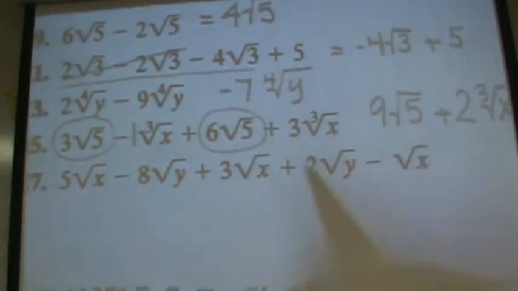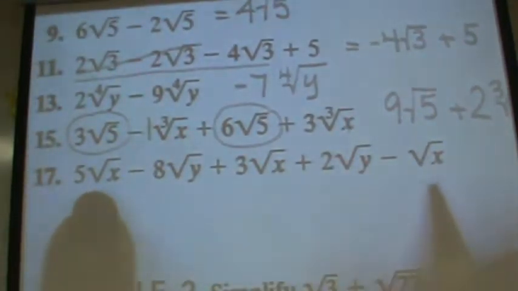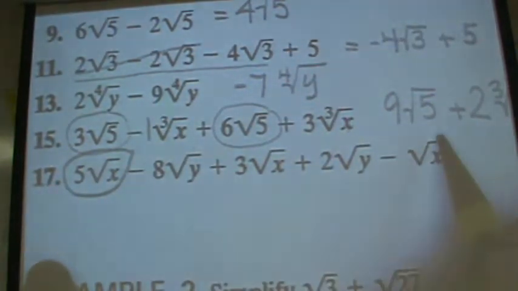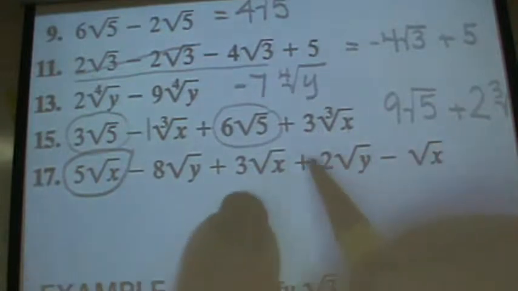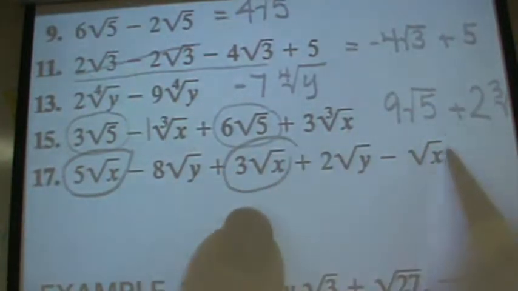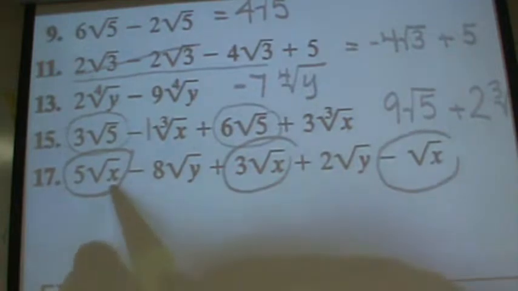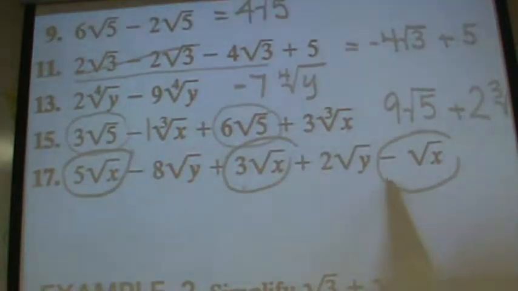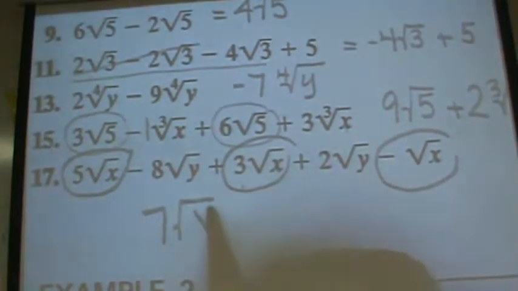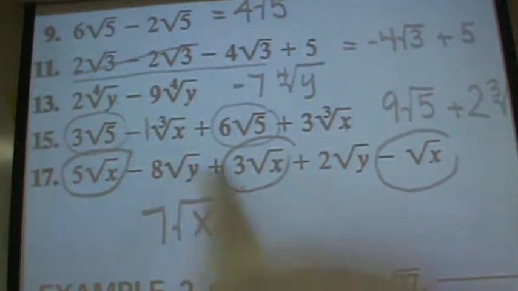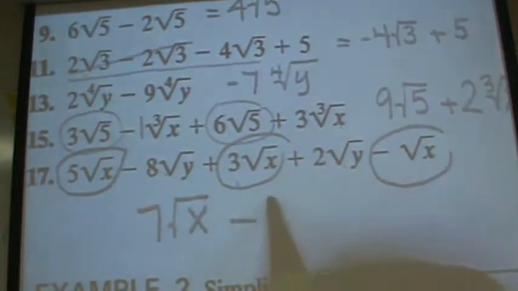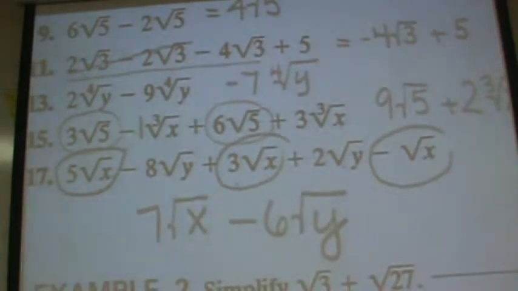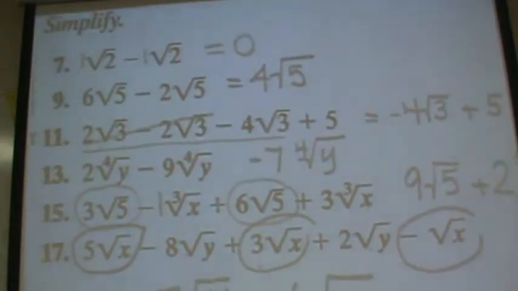And the last one, it looks like this and this are alike. So 5 plus 3 is 8. 8 minus 1 is 7. And then these two go together, minus 6 root y. So that's basic adding and subtracting radicals.